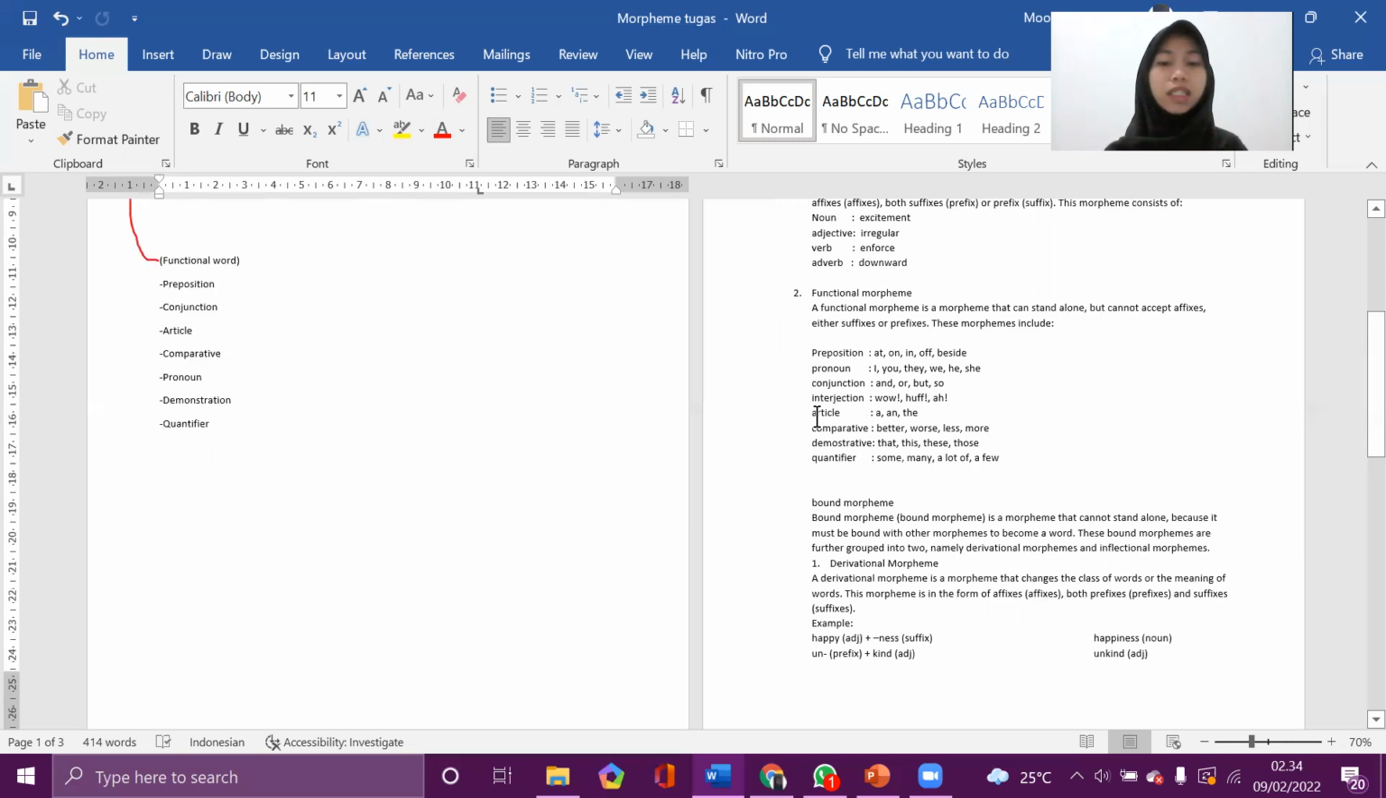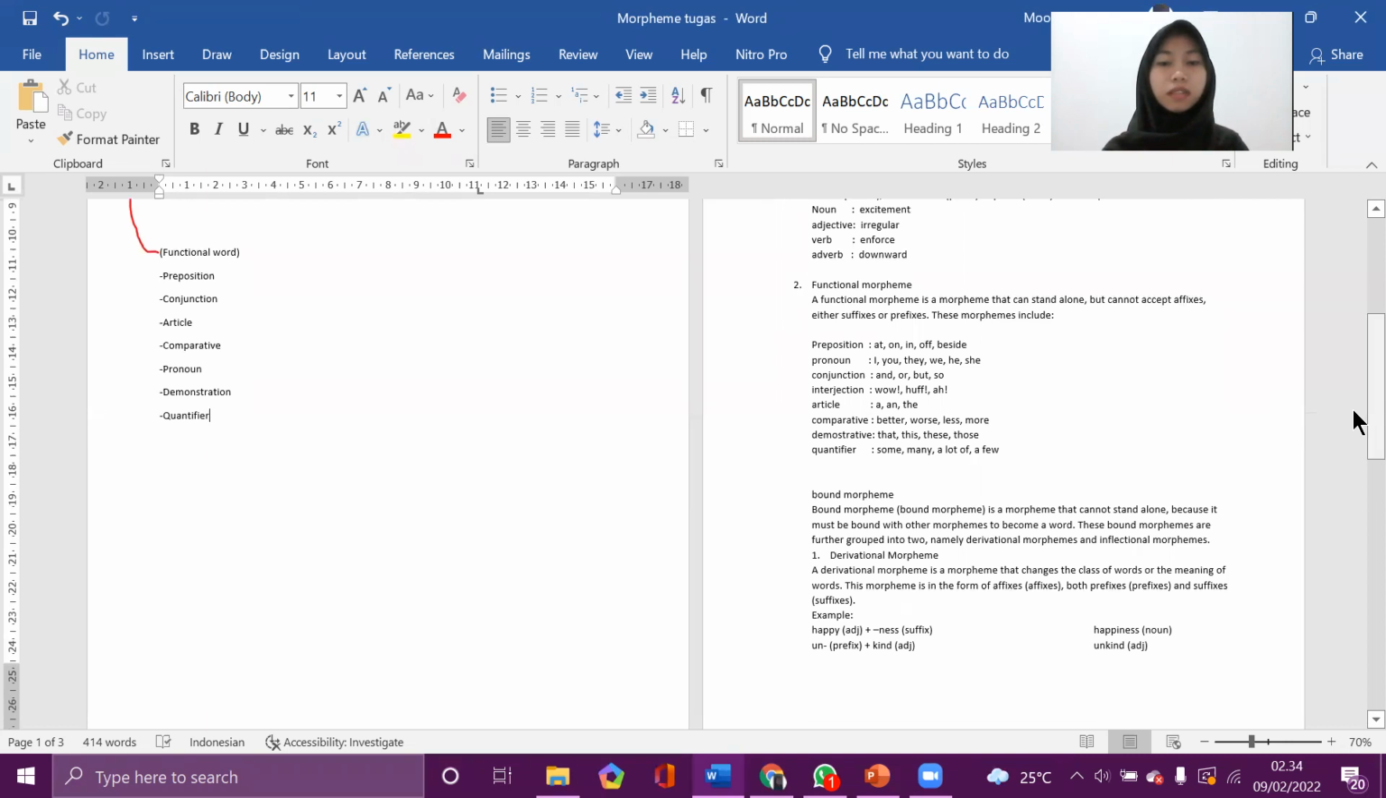Next, we're going to talk about article. Article is basically an adjective which functions to modify nouns. Examples are a, an, the. And we're going to talk about comparative. Comparative adjective is an adjective that is used to compare two objects by adding the suffix er at the end of the adjective. And examples are better, worse, less, and more.